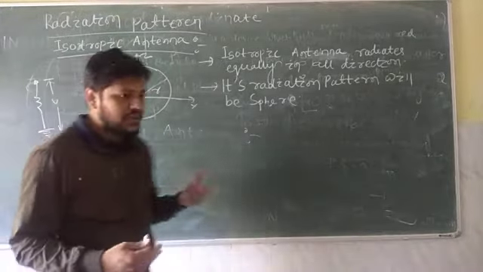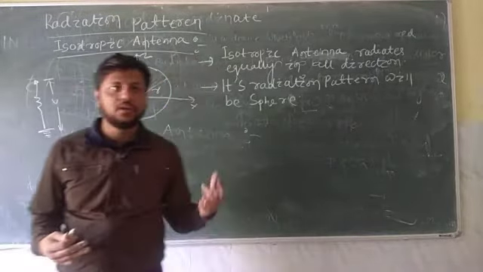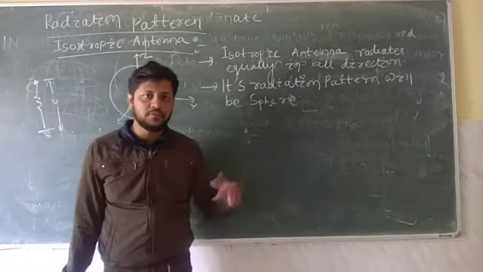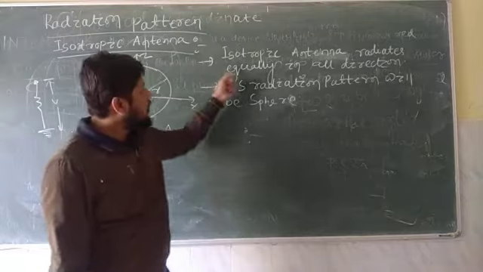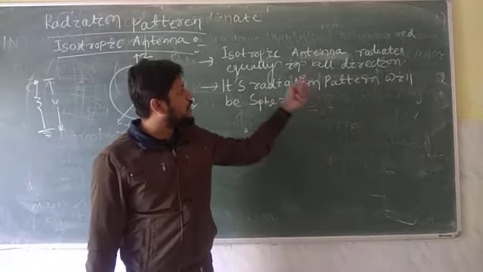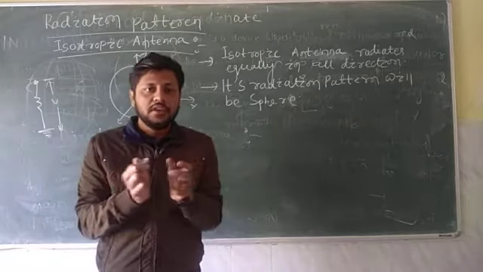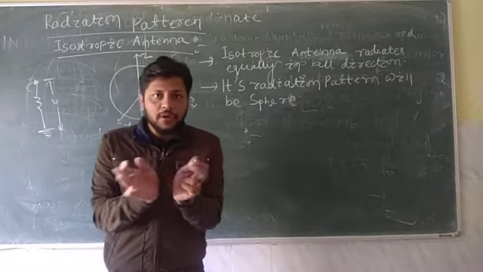Isotropic antenna doesn't exist, it's a theoretical antenna. It's not a practical antenna. What is the peculiarity of this ideal antenna? Its isotropic antenna radiates equally in all directions. That is, the spreading of electromagnetic waves.